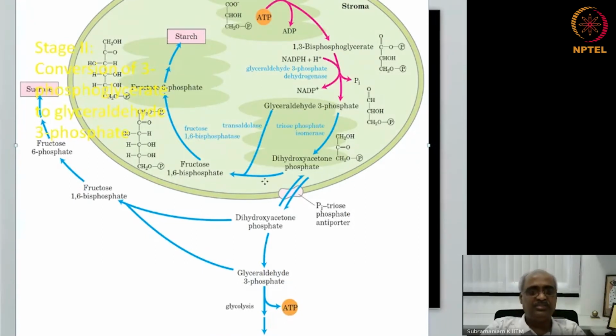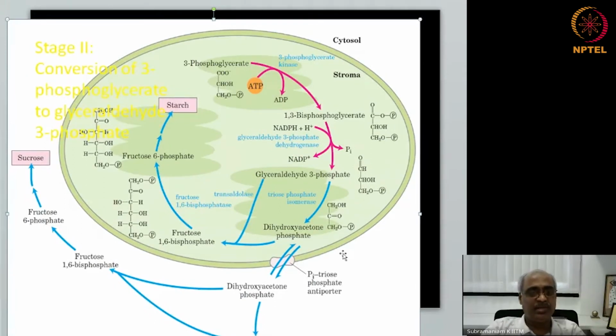So this is the third step of Calvin cycle. Sorry, this is the second step, the reduction of the glycerate to glyceraldehyde. Third step is actually to regenerate. So that is coming in the next one.